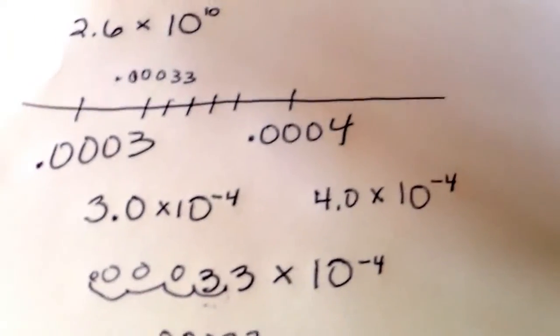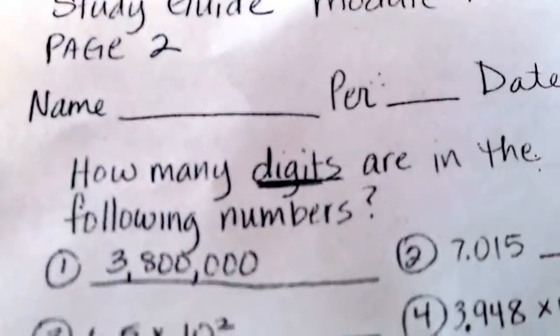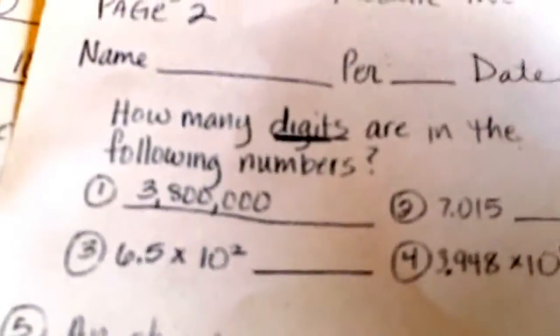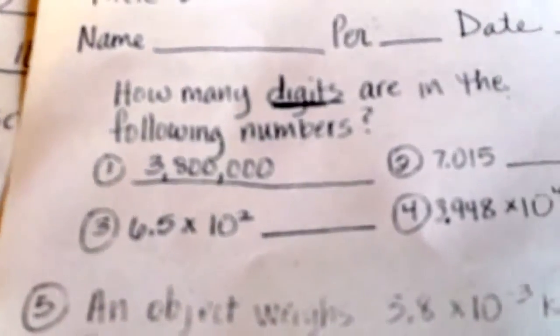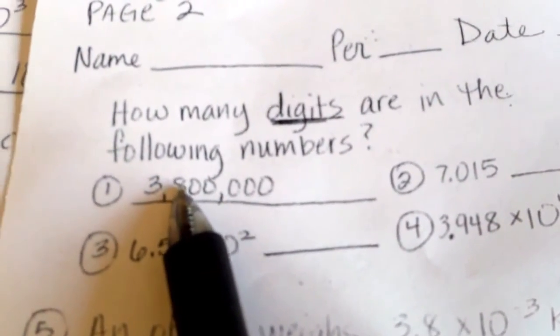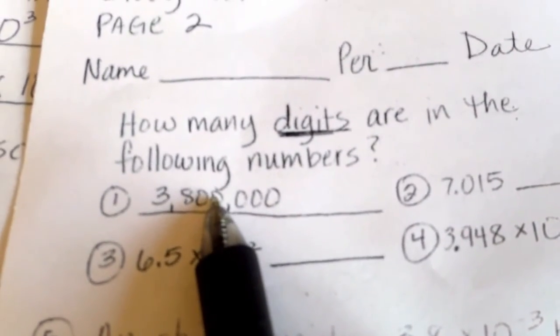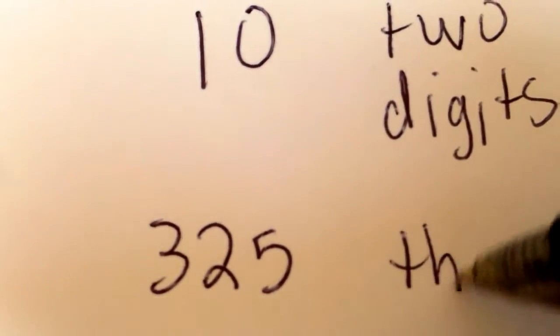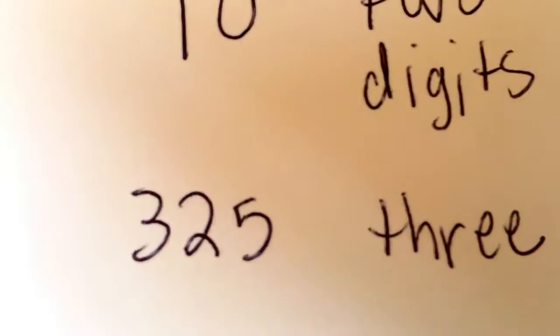Okay, that's completing page 1. Now we're moving on to page 2. How many digits are in the following numbers? Okay, digits, digits, digits. Digits are these individual, these are called single digit numbers. The number 10 has 2 digits, a 1 and a 0. The number 325 has 3 digits, a 3, a 2, and a 5.